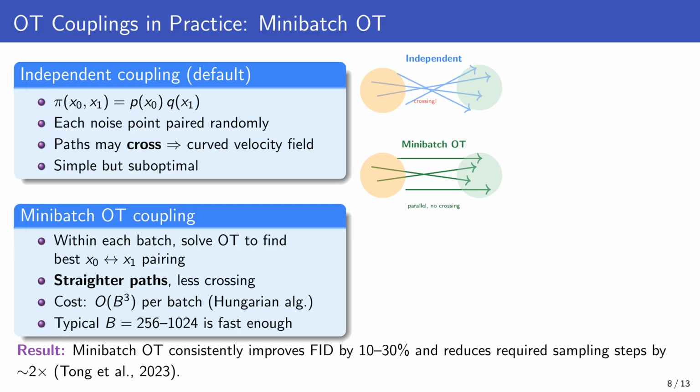The empirical results are compelling. Minibatch OT consistently improves FID scores by 10 to 30% and reduces the number of sampling steps needed by roughly a factor of 2. This was shown by Tong and colleagues in their 2023 work on conditional flow matching. The practical recommendation is simple: always use Minibatch OT unless you have a specific reason not to, such as paired data where the coupling is given.